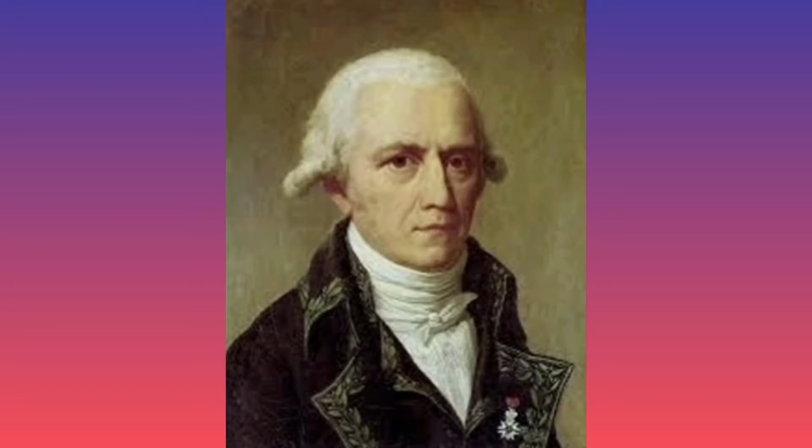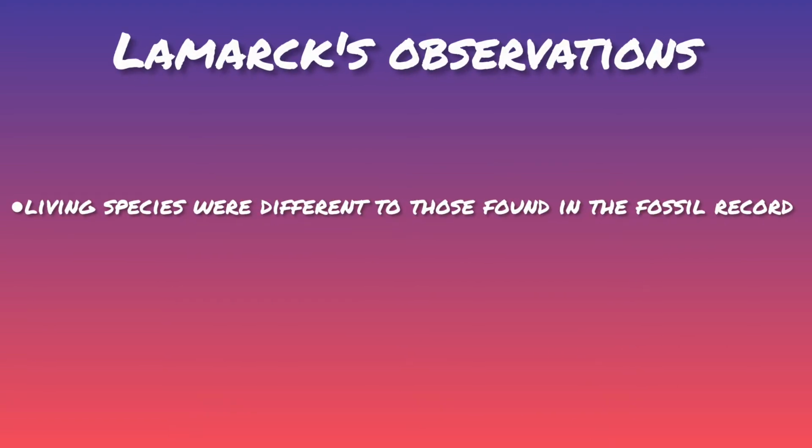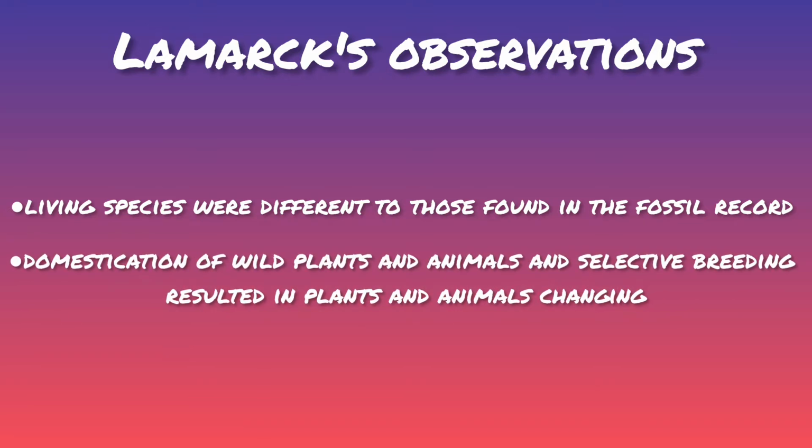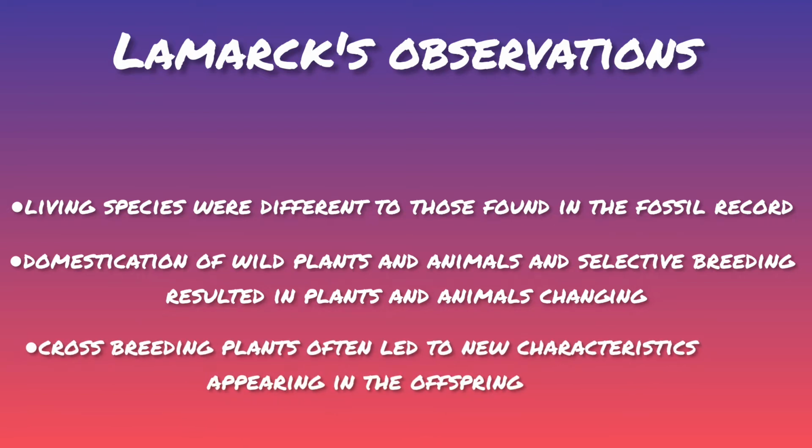Jean-Baptiste Lamarck was a naturalist and proposed that species were not fixed, but they change over time. During his investigations, he observed that living species were different to those found in fossil records. Domestication of wild plants and animals and selective breeding resulted in plants and animals changing. And crossbreeding plants often led to new characteristics appearing in the offsprings.